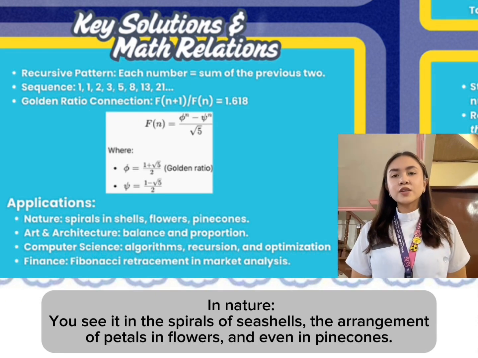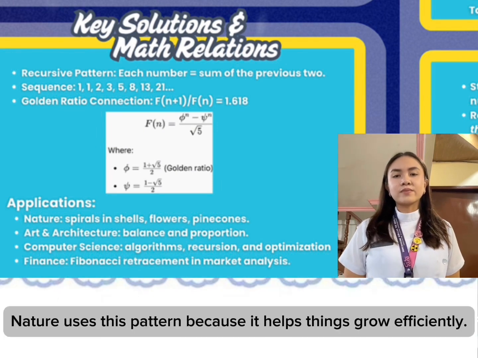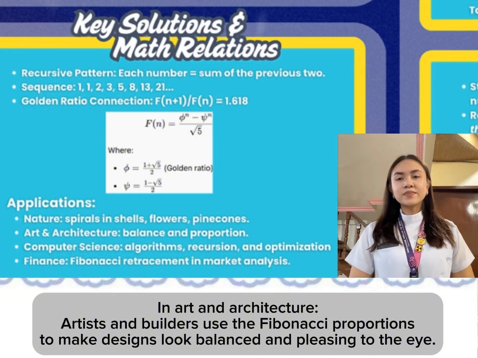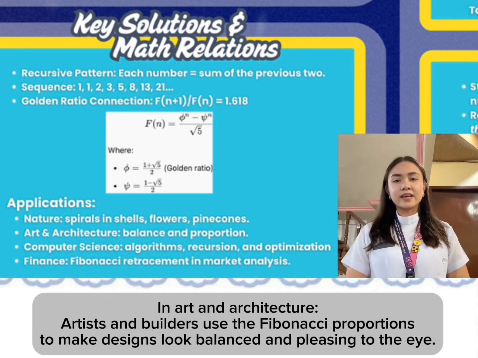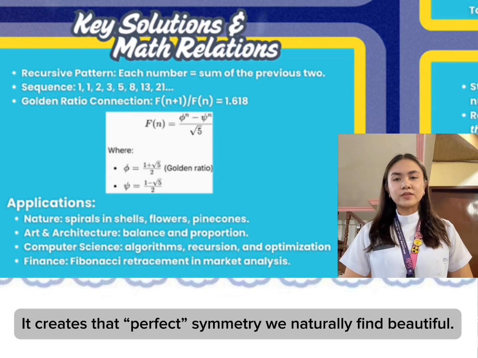In nature, you see it in the spirals of seashells, the arrangement of petals in flowers, and even in pine cones. Nature uses this pattern because it helps things grow efficiently. In art and architecture, artists and builders use the Fibonacci proportions to make designs look balanced and pleasing to the eye. It creates that perfect symmetry we naturally find beautiful.